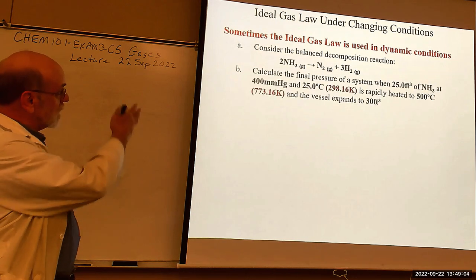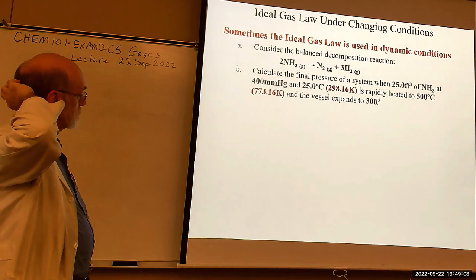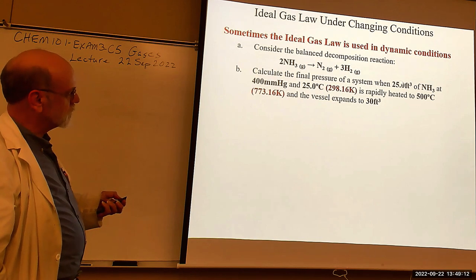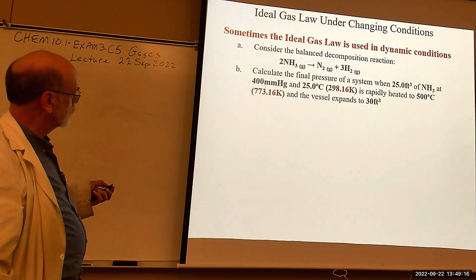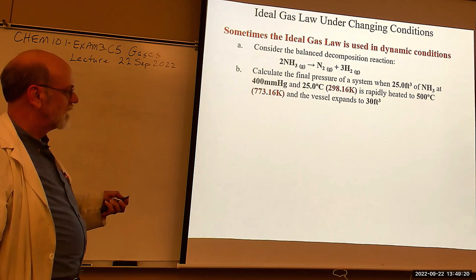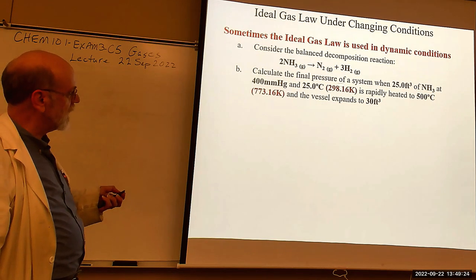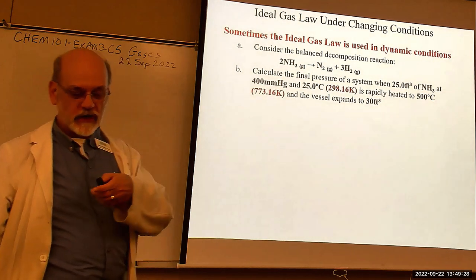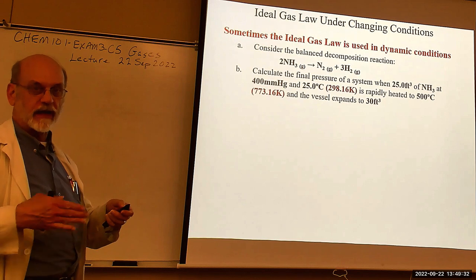Okay, so here's our problem where we're decomposing ammonia into nitrogen and hydrogen. So what's the final pressure of the system if you start off with 25 cubic feet of ammonia at 400 millimeters of mercury and 25 degrees Celsius, and you heat it to 500 degrees? So you're going from 25 to 500. That tells me that you've got a before and after situation. You don't have to use the ideal gas equation because you know the before and after conditions.